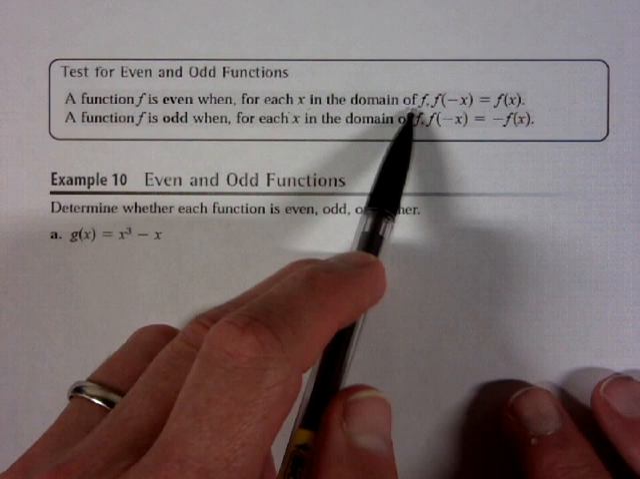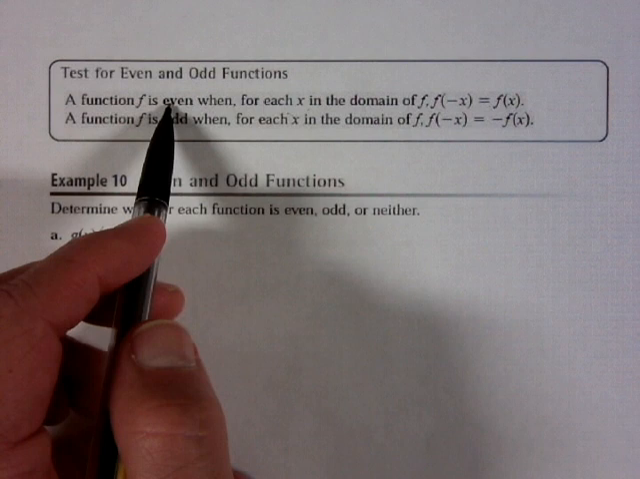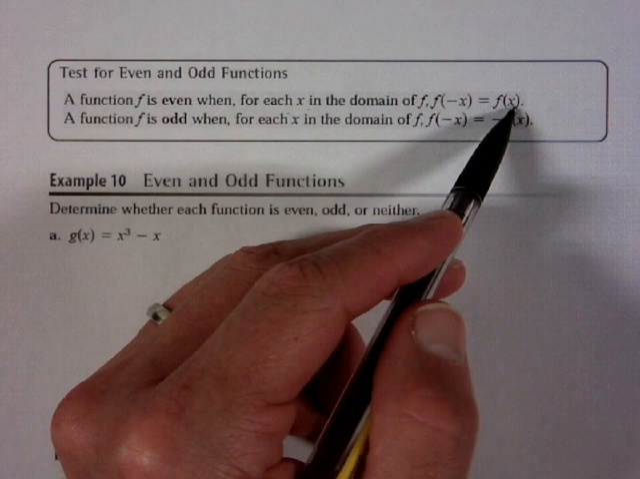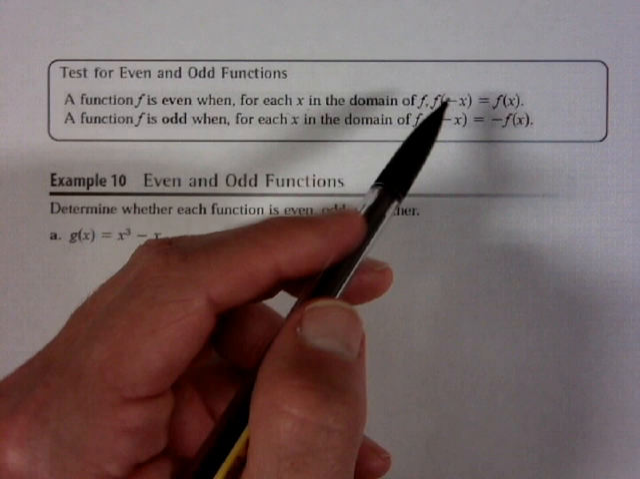Okay, so let's slow down a little bit and make sure that we understand what that means. It will be even if f of negative x and f of x are the same. In other words, if I put x into the function and if I put negative x into the function, I get the same thing out. Then for every x, that would be an even function.